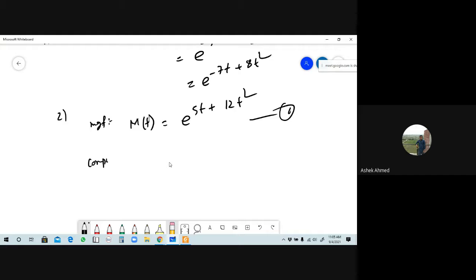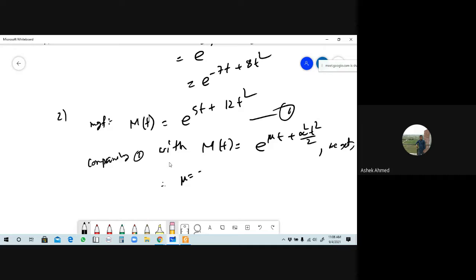Comparing 1 with capital M of t equals e to the power mu t plus sigma square t square by 2, we get কি পাবো? The value of mu will be কত? 5. And the coefficient of t square here, বলো দেখি, এখানে t square coefficient কত? Sigma square by 2 is 12, so sigma square, variance হবে 24. Okay, so this is the variance here.